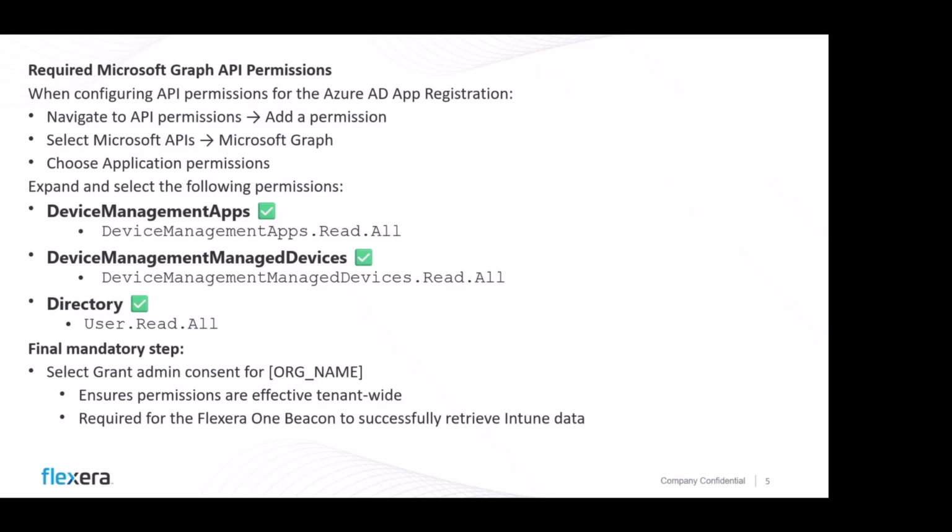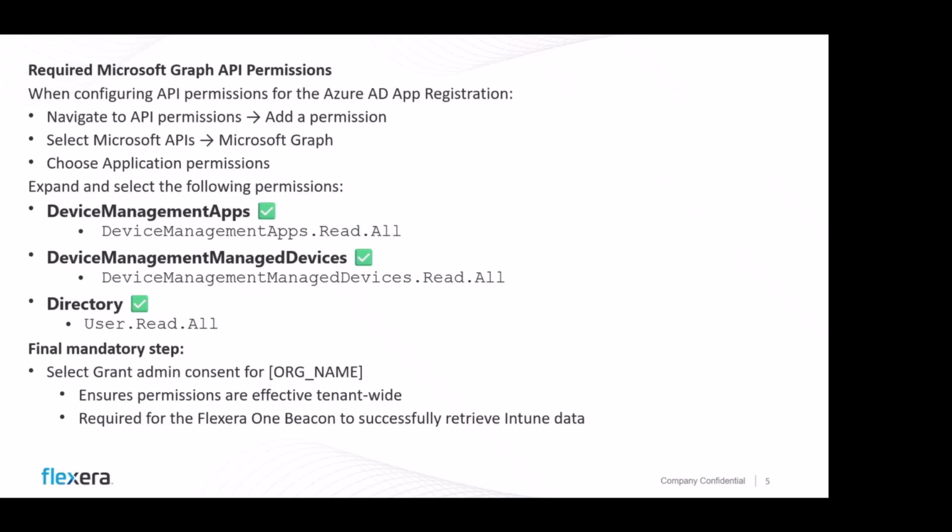As a final and mandatory step, select Grant Admin Consent for your organization. Granting admin consent ensures these permissions are applied tenant-wide, prevents authentication failures, and allows the Flexera 1 beacon to consistently and securely retrieve Intune inventory and application data.